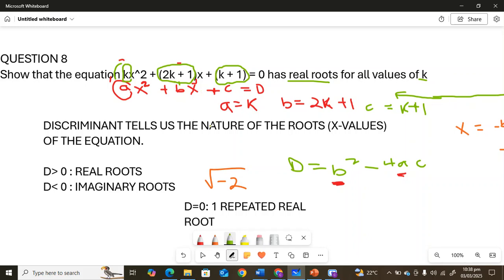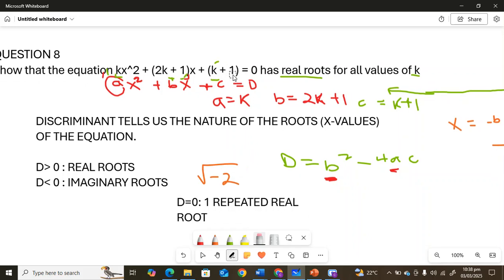Okay, this is the format: ax squared plus bx plus c equals 0. So this format you apply it to the equation given to you in the question. Yes. So in the question you can see that what comes before x squared is a k. So that is our a. Whatever comes before x squared, it will be your a. A is the coefficient of x squared.